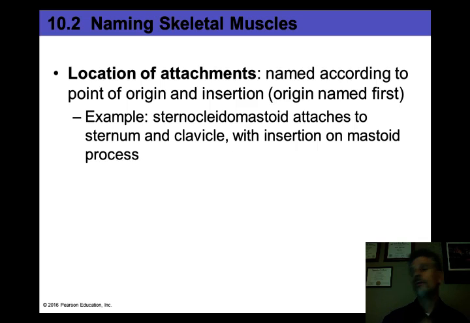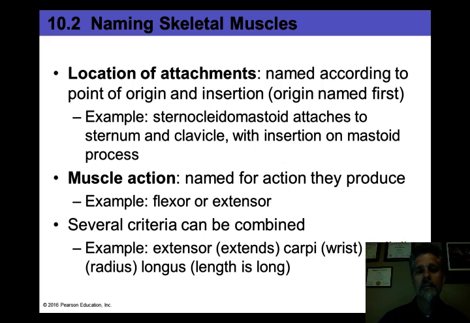Location of attachments too. So sternocleidomastoid is an excellent example of that, right? Attaches to the sternum, to the clavicle, and to the mastoid process. And then muscle action, right? So we talked about flexors and extensors, right? Adductors, things like that. They may well be in the name.